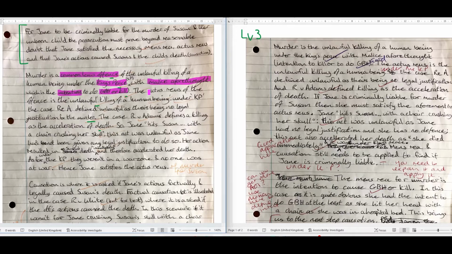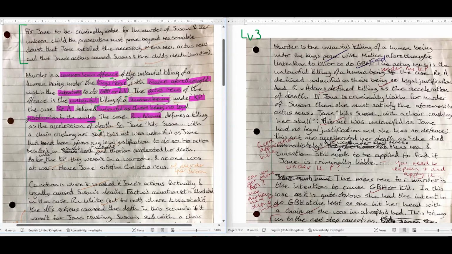Then I go on to explain the actus reus is an unlawful killing of a human being under King's peace. And then I use relevant case law, Re A. Then I give accurate relevant case law. So I don't give the facts of the case, I only give the legal principle. So here there's nothing the examiner can criticize. It shows excellent knowledge, detailedness, and the case law cited was relevant to the point, and there's no missing information. Also here as well, R v Adams defines a different part of the actus reus.